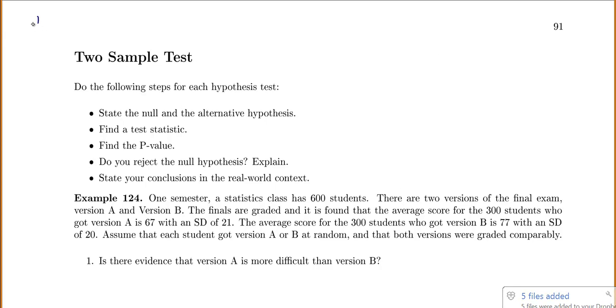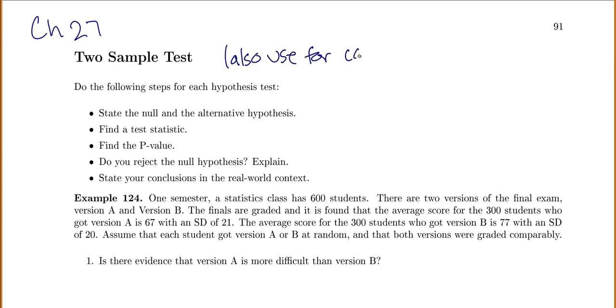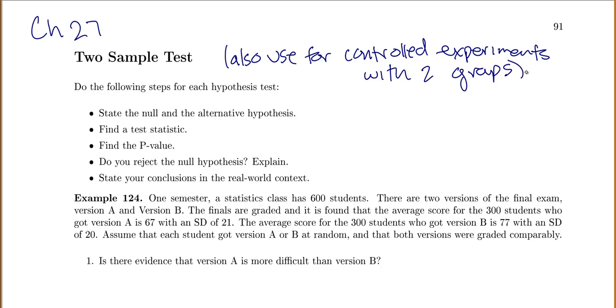Today we're doing chapter 27, which is 2 sample tests. So what we've done before is we did just 1 sample and looked at the averages. Now we're going to do 2 sample tests. We can also use this for controlled experiments with 2 groups of people. It turns out that the same equations can be used for either situation, where you have 2 samples from the population or you have a controlled experiment with 2 groups.